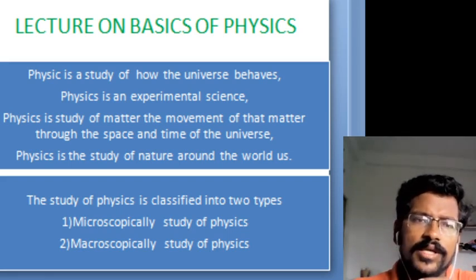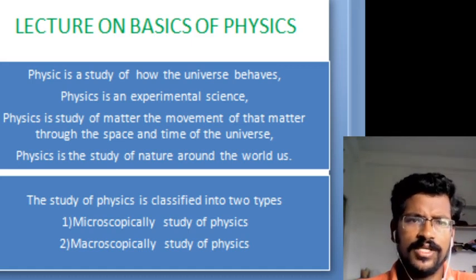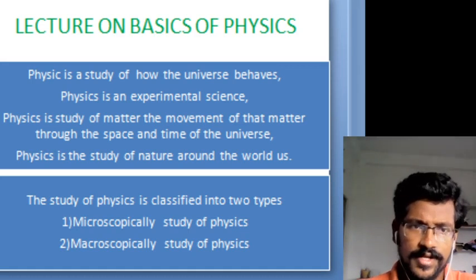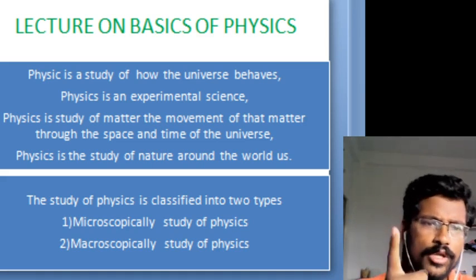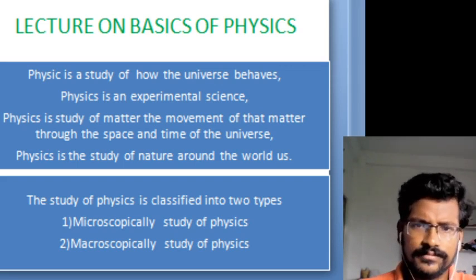The study of physics is classified into two types. One is the short-range study of physics, and one is the long-range study of physics. The short-range study of physics is called the microscopic study of physics. The long-range study of physics is called the macroscopic study of physics, that is, the astronomical study of physics. Okay, now we are going to look into the microscopic study of physics.